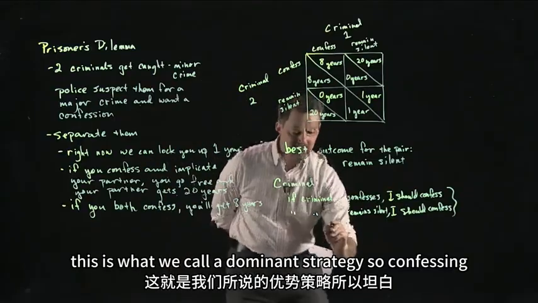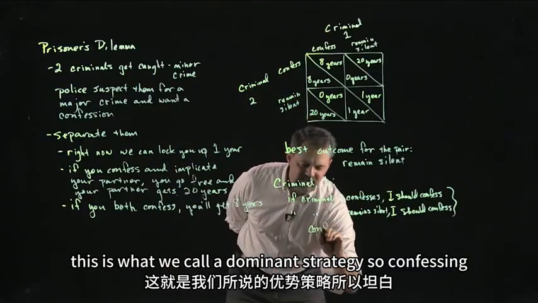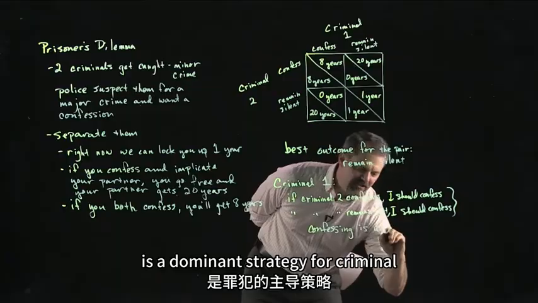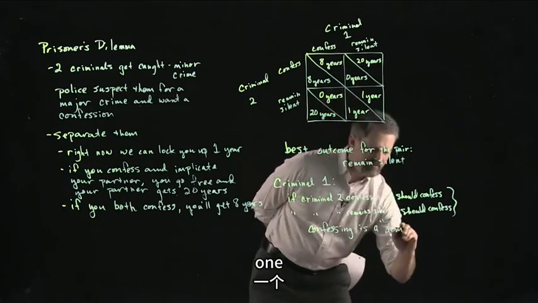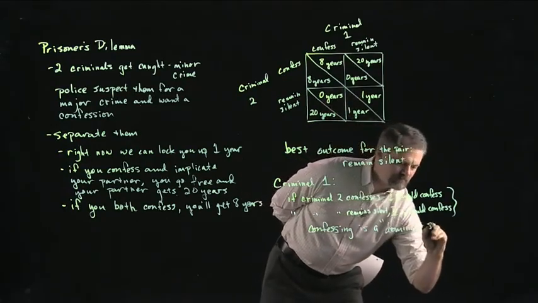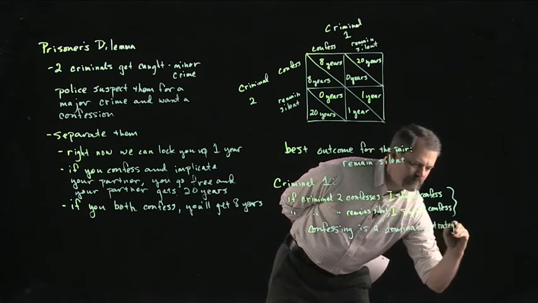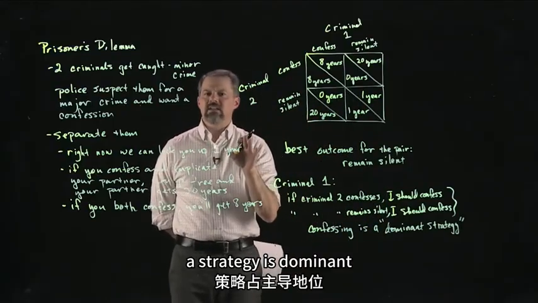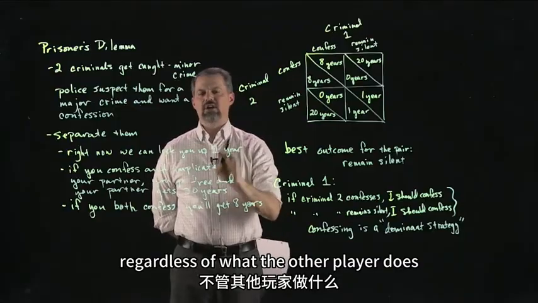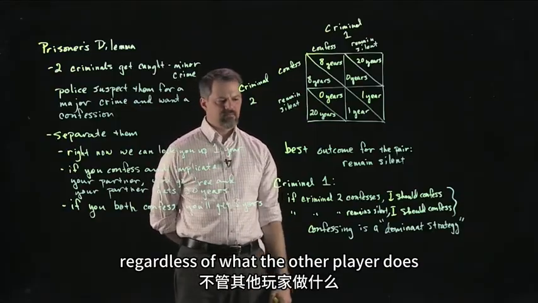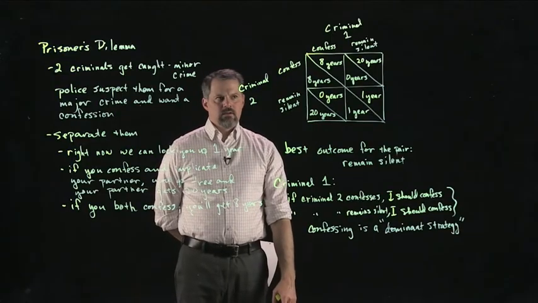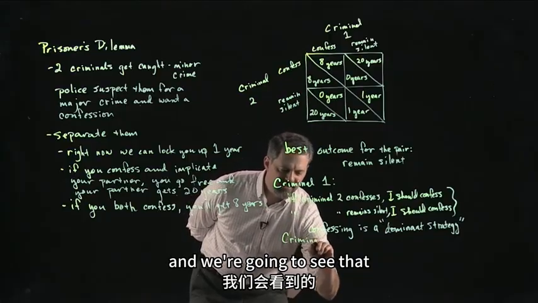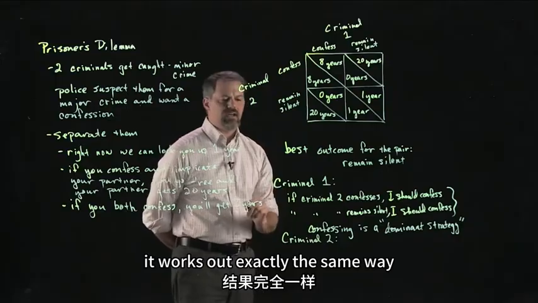This is what we call a dominant strategy. So confessing is a dominant strategy for criminal one. A strategy is dominant if it's always the best strategy, regardless of what the other player does. Let's do this for criminal two. Let's take criminal two's perspective, and we're going to see that it works out exactly the same way.